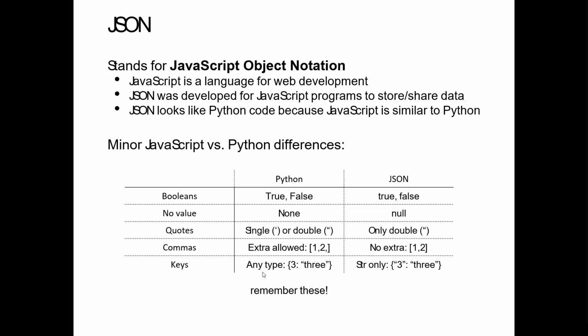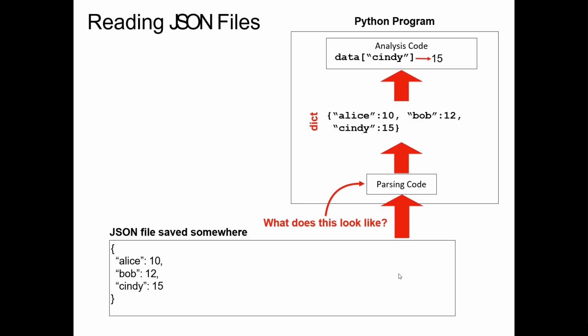Keys in Python can be any type. These are integer keys. We can use anything immutable. We can't use lists, but we can use integers, text, and booleans. In JSON, only strings are allowed. So if I wanted to use 3 as a key, I'm going to need to put it in quotation marks. All right, cool things to remember.